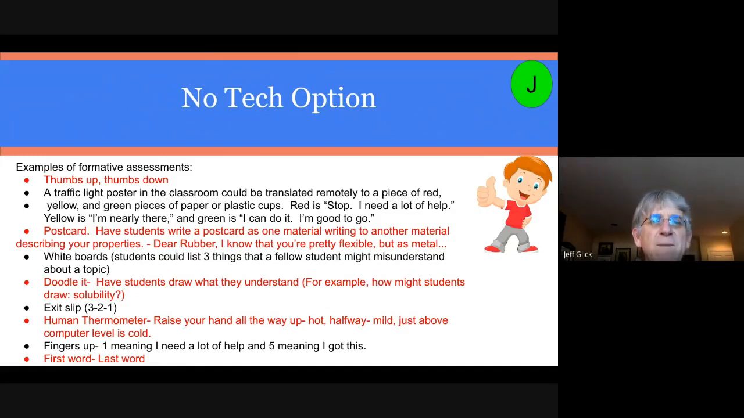Postcards, having kids writing postcards. Oh, we skipped. That's okay. The whiteboards we mentioned, doodle it. Have kids drawing, like you said, the modeling that we saw. So have them draw it. Exit slips, Christine had mentioned. Human thermometer. Raise your hand all the way if you feel like I'm really good. I'm hot. Halfway or just above means that I'm cold. I need some more help.